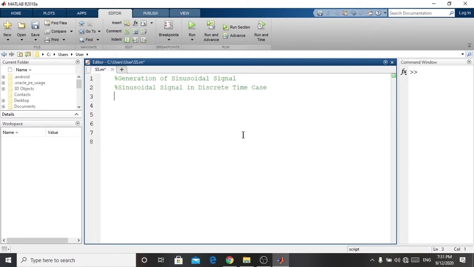For that we want to define the independent variable first. Here the independent variable is discrete time instances. Let's define it as vector n with the minimum value -10, a spacing of 1, and maximum value 10.